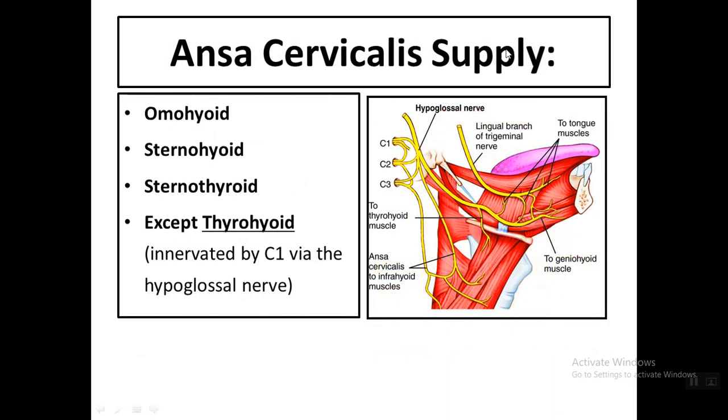So the ansa cervicalis, this loop of nerve, will supply the omohyoid, sternohyoid, and sternothyroid, except the thyrohyoid muscle. This thyrohyoid muscle is innervated by the C1, as we said, via the hypoglossal nerve. It is as if the C1 ventral ramus passes with the hypoglossal nerve, but it gives a branch to supply the thyrohyoid and the geniohyoid.